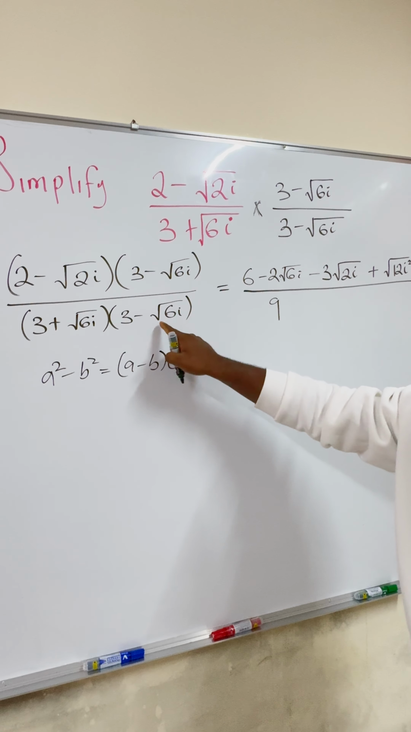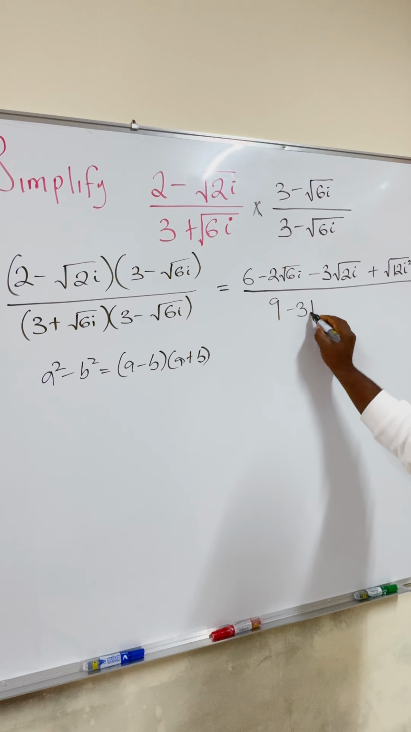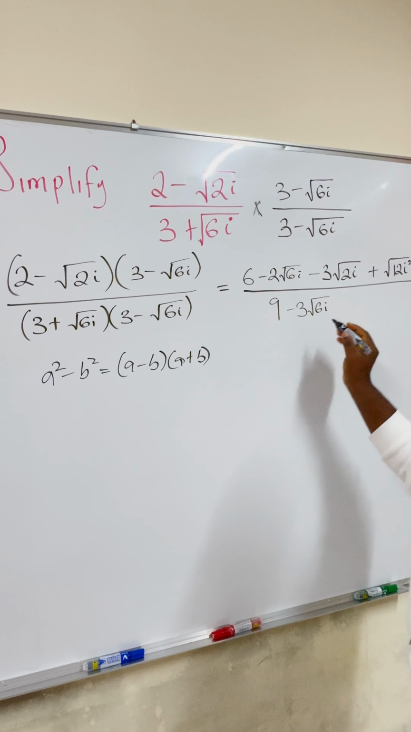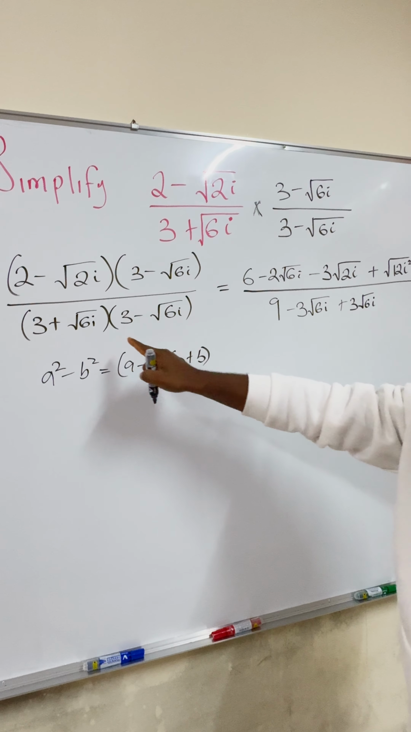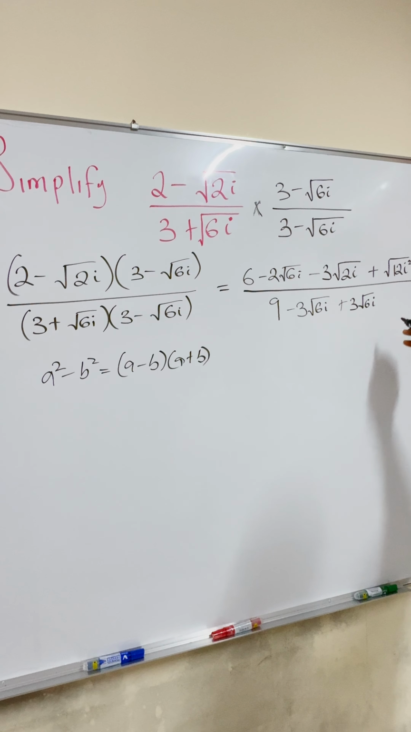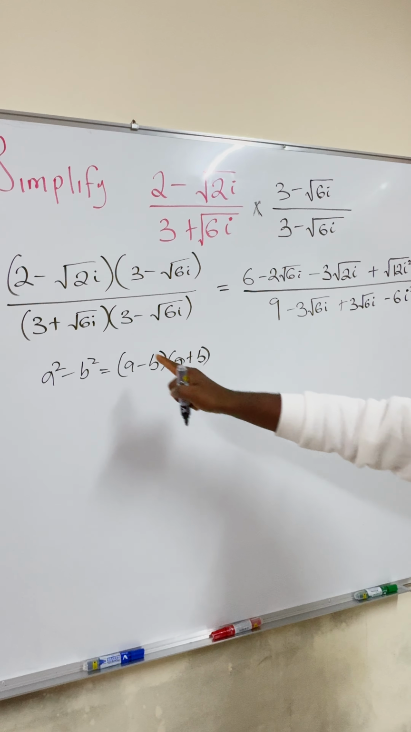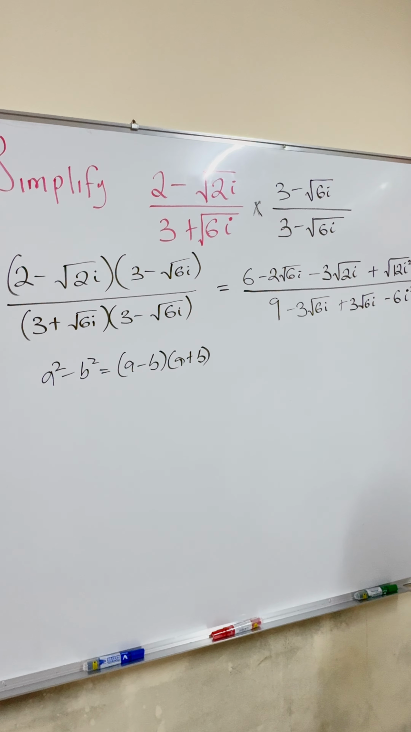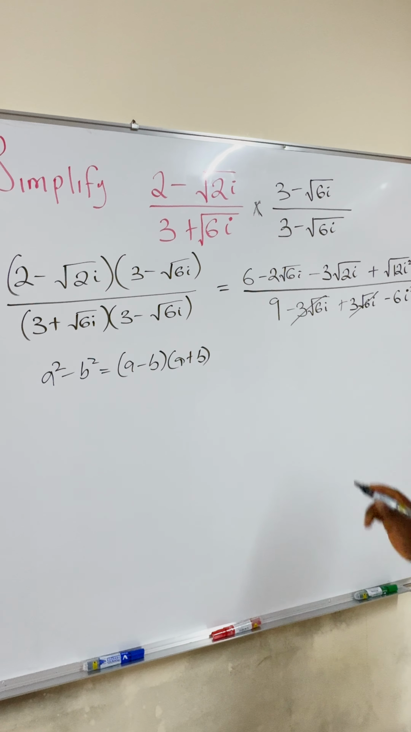3 multiplied by negative square root of 6i is going to give negative 3 square root of 6i. You also have square root of 6i multiplied by 3, which is going to give you plus 3 square root of 6i. Then we now have plus square root of 6i multiplied by minus square root of 6i. So that is going to give us negative 6i squared, okay? Because, of course, you know that when square roots multiply square roots, they cancel out. So that is how we are going to simplify the denominator. And when you look at it, this will easily cancel this.